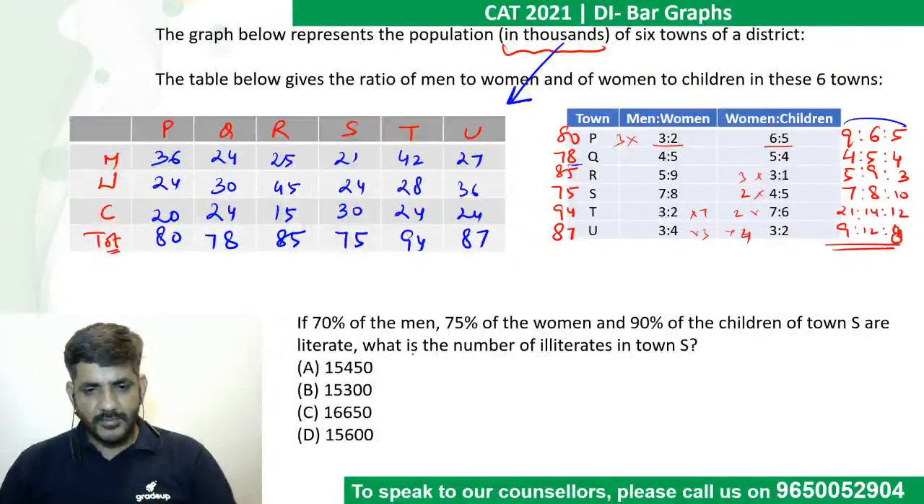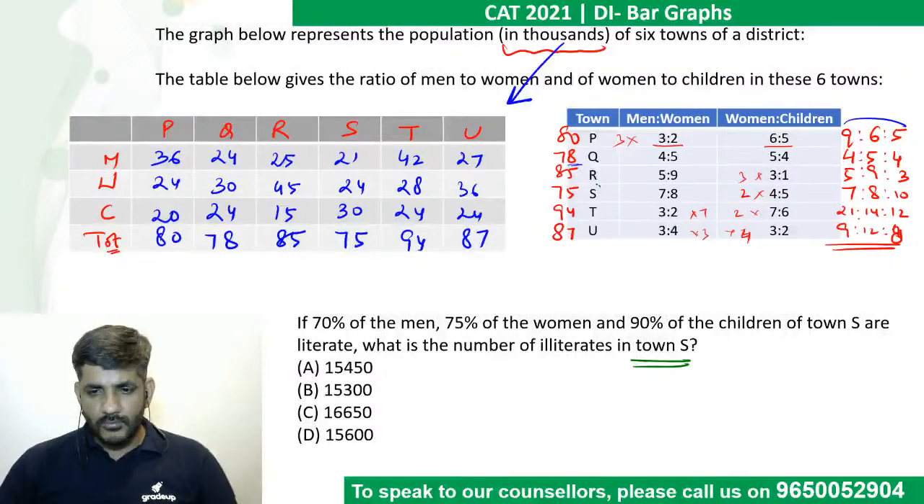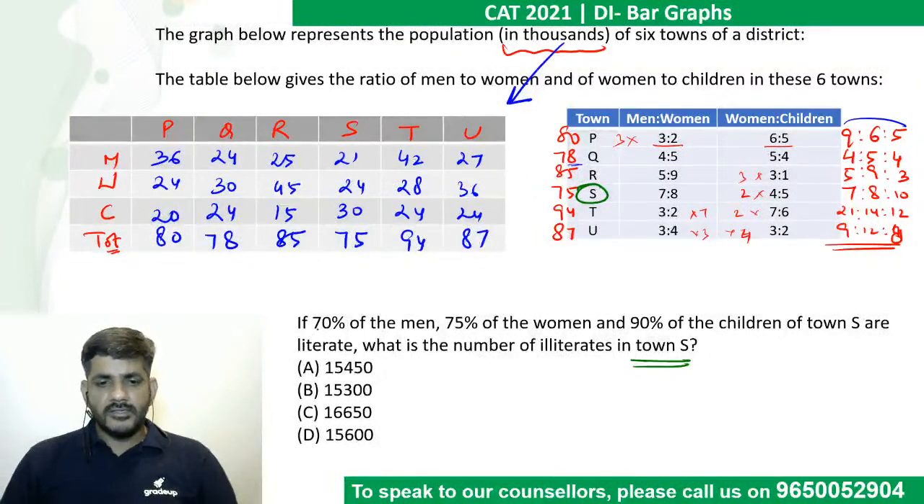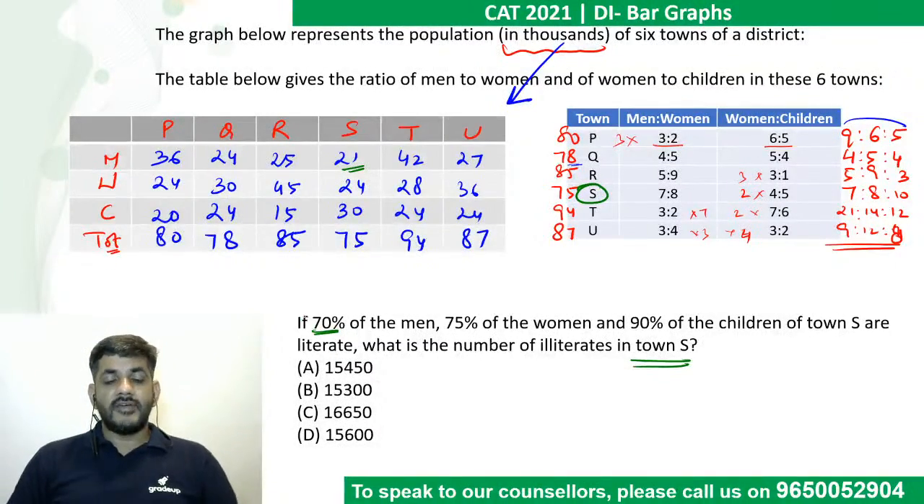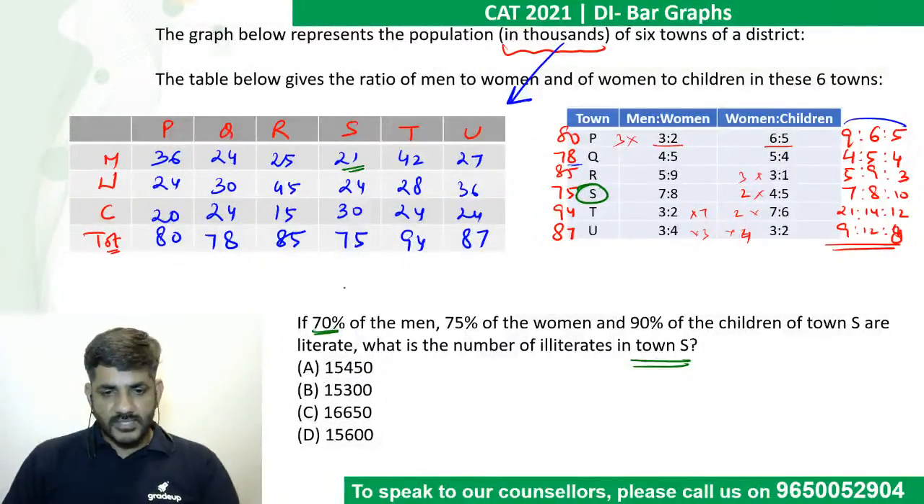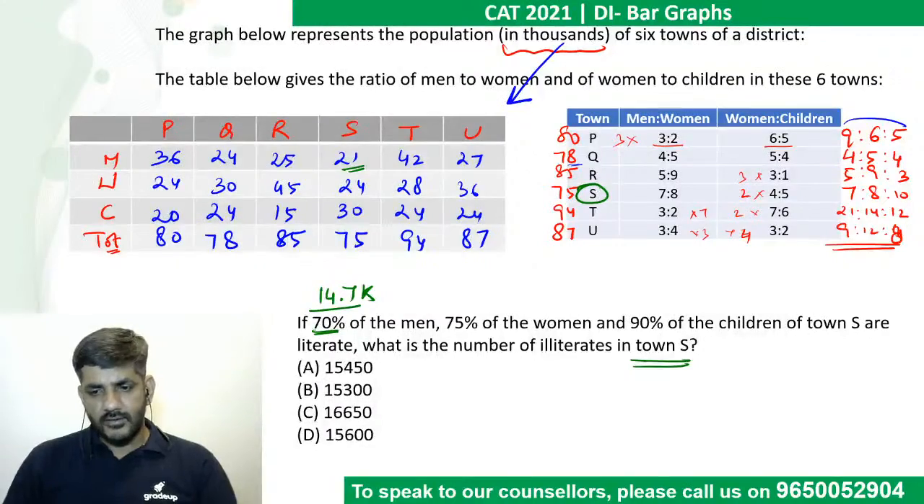Let's calculate this. 70% is being talked about for town S, right? So if I am talking about town S, the total population is 75,000. 70% of the men means 70% of 21. So 7 1s are 7, 7 2s are 14. So 14.7 thousand men, right? 14.7 thousand men. Okay, you got the mistake, alright.